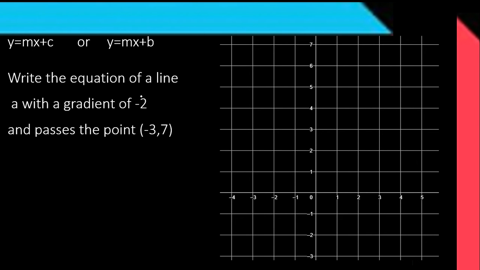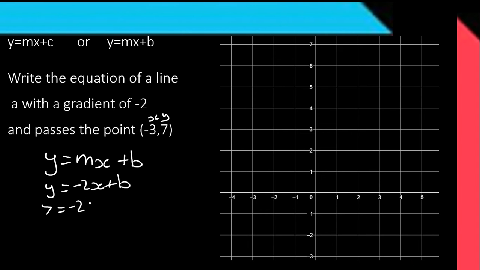So let's have a look when we have a negative slope or a negative gradient. I'm going to write the equation y equals mx plus b. I'm going to substitute my slope in, so y equals negative 2x plus b. I have an ordered pair that has to lie on the line, so 7 equals negative 2 times negative 3 plus b. 2 negatives make a positive, so that becomes 6 plus b. Subtract 6 from both sides, 1 equals b.